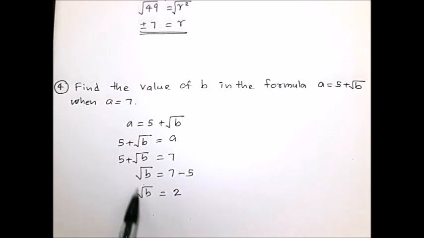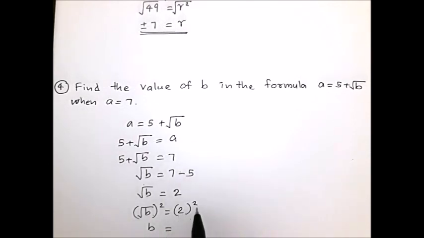Now to remove this square root, you can take the square root of both sides. Now I am going to write the square of both sides. Here square root and square cancel each other. Only B remains. 2 to the power 2 is 4. Answer is B equals 4.